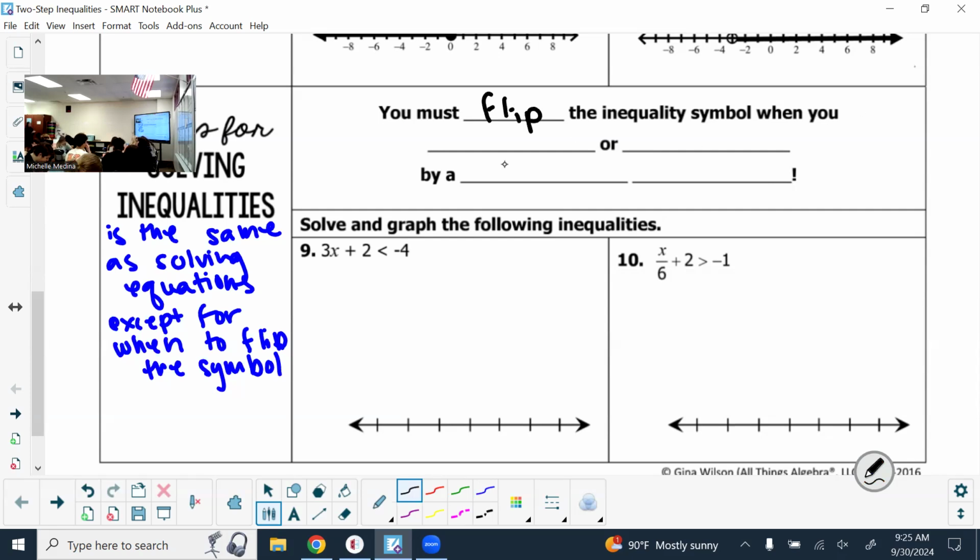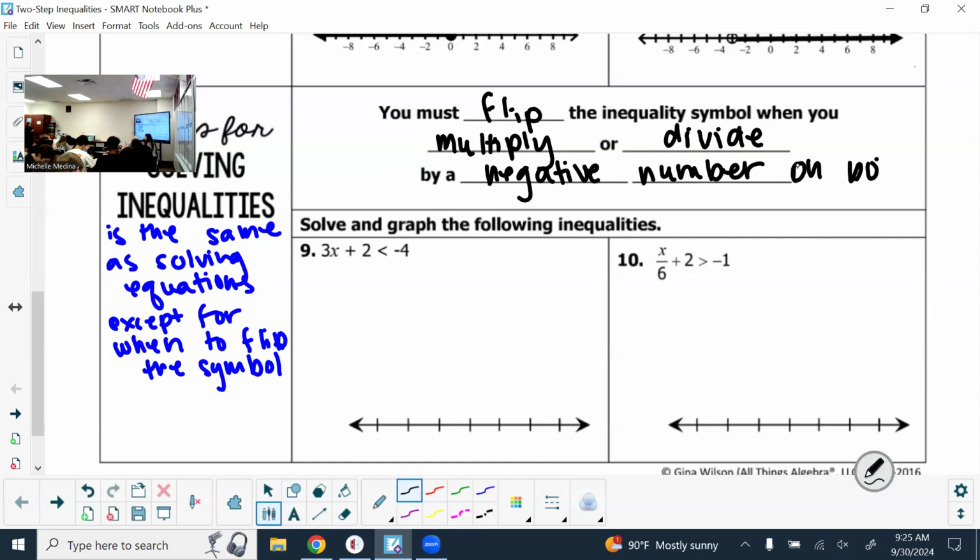So you must flip the inequality symbol when you, does anyone remember from middle school? When you multiply or divide by a negative number. So flip the inequality symbol when you multiply or divide by a negative number. And I would even extend this to say on both sides of the inequality.